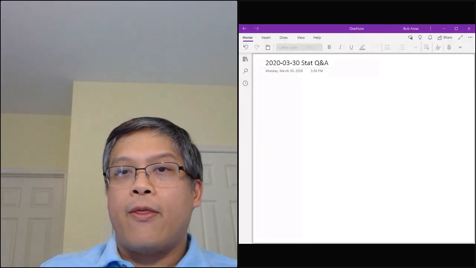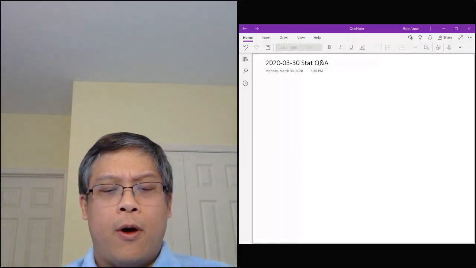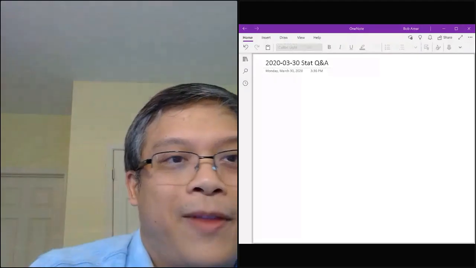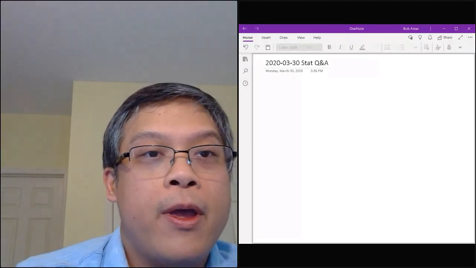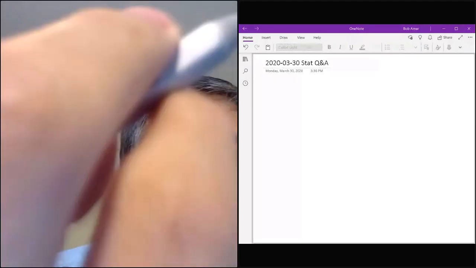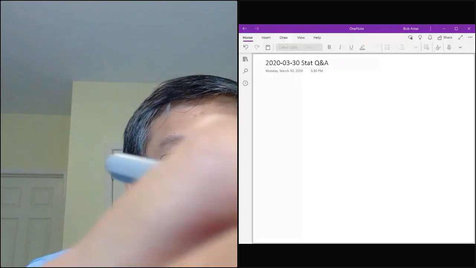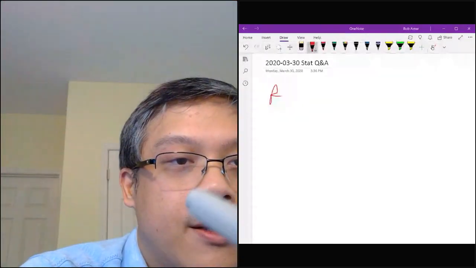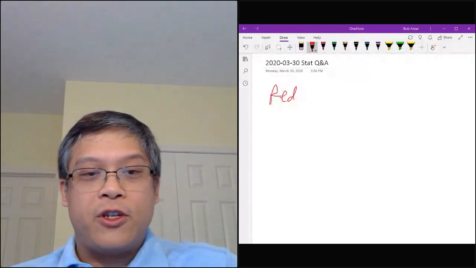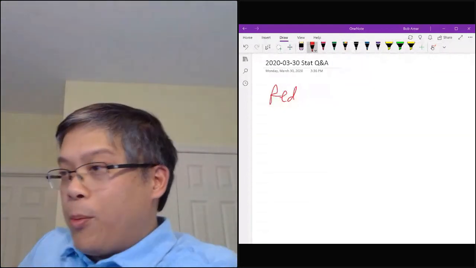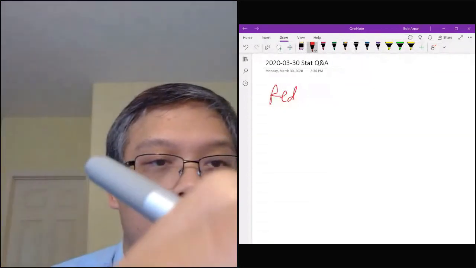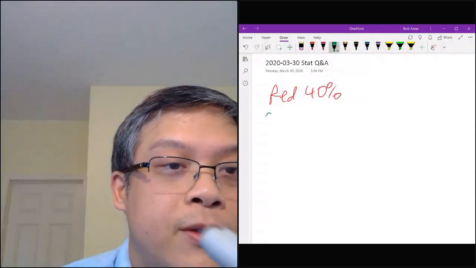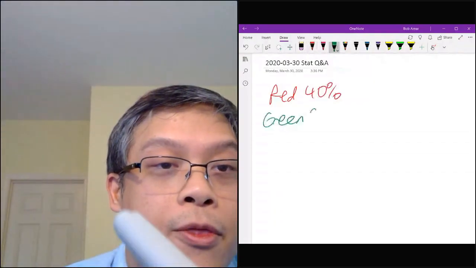So let's say that you are looking at a set of jelly beans, and you know that these jelly beans come in 3 colors. Let's just say that the 3 colors of the jelly beans are red, yellow, and green. So you know that red, let's say that red jelly beans make up 40%. And let's say the green jelly beans make up 30%.